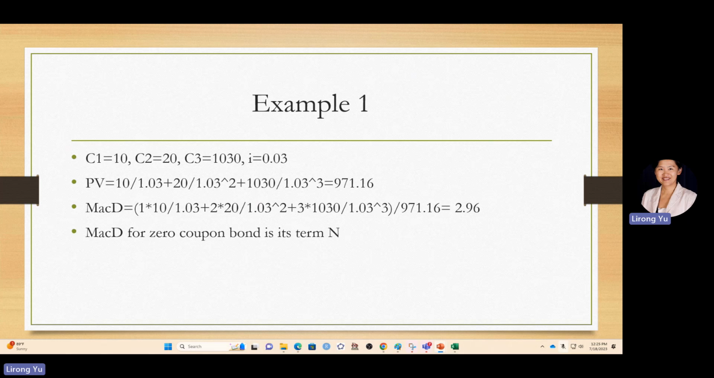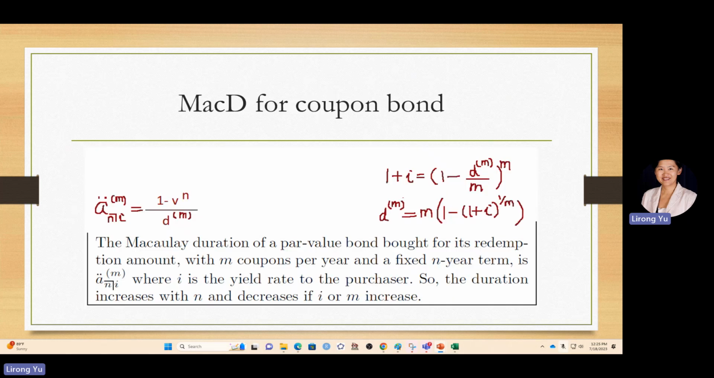So Macaulay duration for a zero coupon bond will equal the term. Right, for a coupon bond, you have to focus on calculating the par value bond, which would equal the present value calculation of the annuity immediate.